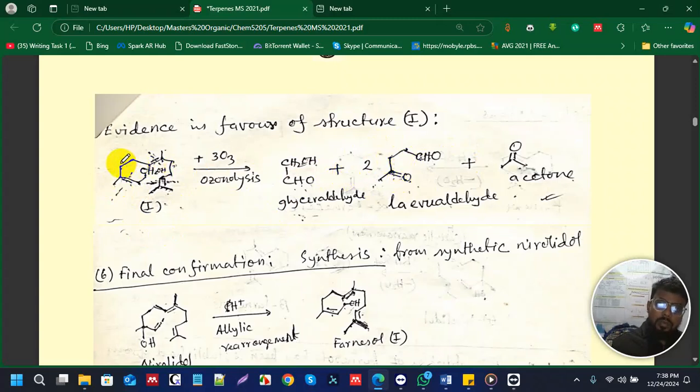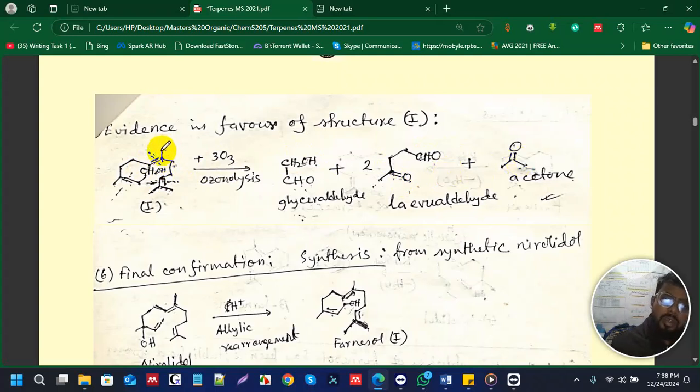Here will be 1, 2, 3, and this will be CHO. Why would it be CHO? Because in the ozonolysis reaction, when a carbon of the carbon-carbon double bond is not attached to any alkyl chain, it will be converted into CHO. And when it is attached to an alkyl chain, aryl chain or any kind of chain, it will be converted into the ketonic form.